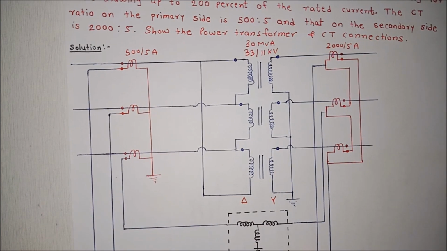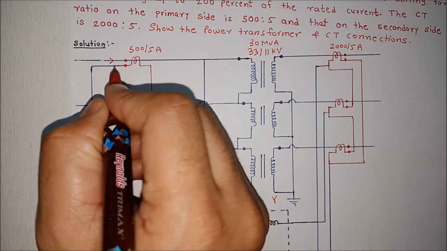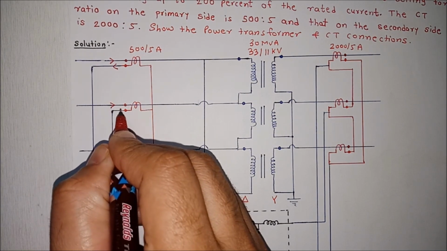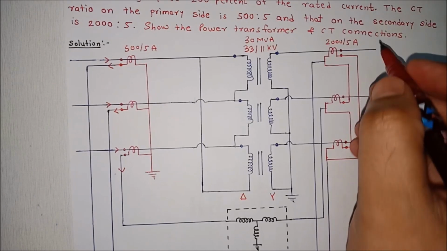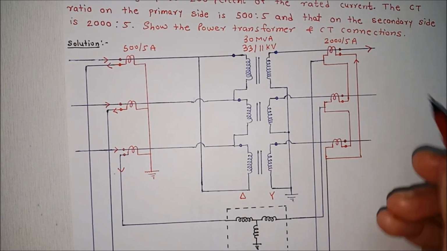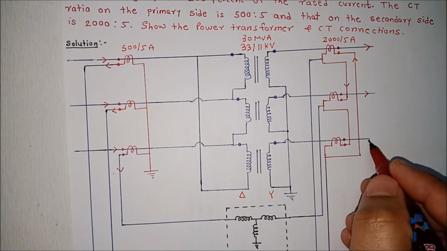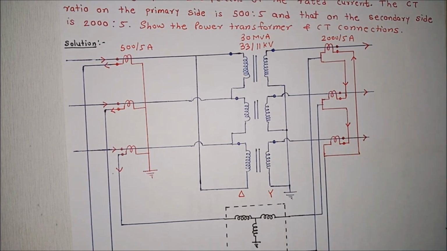Now if I indicate the current, as we know, when current enters the dot of primary, it should leave from the dot on the secondary. So current will flow like this. Okay, so similarly here current is leaving, so current should enter here into the dot. Similarly here current is leaving, so current should enter into the dot. Here current is leaving, so from this part it should enter.